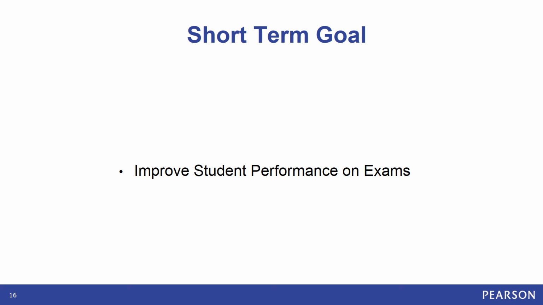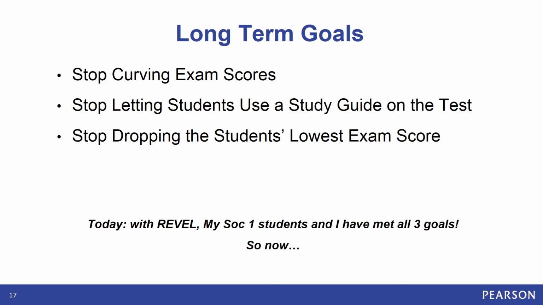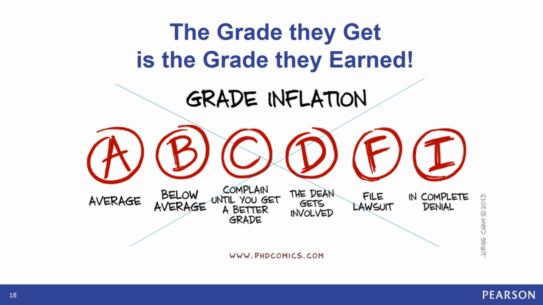Again, my short-term goal was to see student performance on exams. But this also led me to start thinking about long-term goals. Ultimately, I wanted to stop curving exam scores, stop letting students use their study guide on the test, and stop letting students drop their lowest exam score. Today with REVEL, my Social 1 students and I have met all 3 goals. Now the grade they get is the grade they earned, and I am very happy with that.